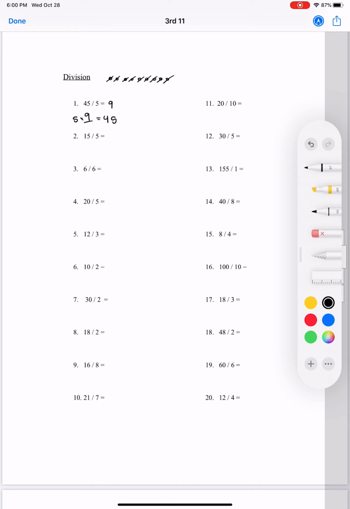So for number 2, 15 divided by 5 is the same thing as 5 times what equals 15. And as we know, 5 times 3 equals 15, so your answer would be 3. Let me box these answers.